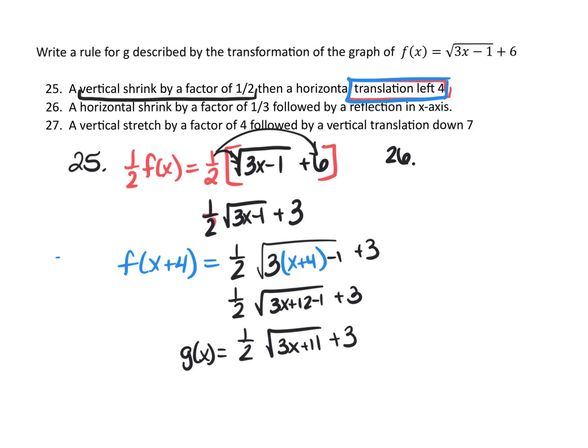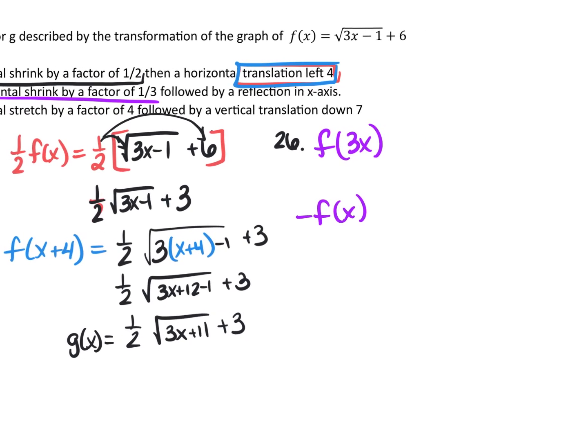A horizontal shrink by a factor of 1/3. That's f of 3x, followed by a reflection in the x-axis, which is negative f of x. So I'm going to take this square root of 3x minus 1 plus 6, and I'm going to put my horizontal stretch factor or shrink factor in there. Remember, the horizontal is reciprocal, so what goes in the equation is the reciprocal of what's in the words. So it's 3x. Square root of 9x minus 1 plus 6.